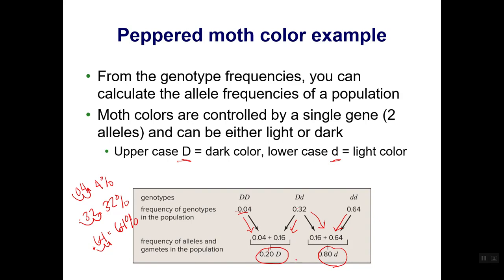And then I want you to also notice, if you add together 0.2 plus 0.8, what do you get? 1. And 1 is equal to 100%. Okay? So it started off, it told us the genotype frequencies, and then we were able to calculate the allele frequencies of the population given that information.